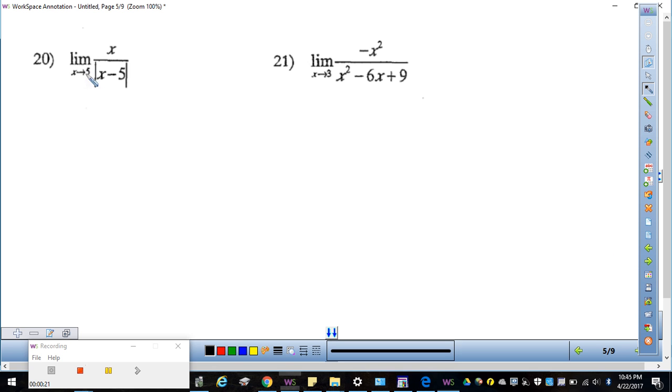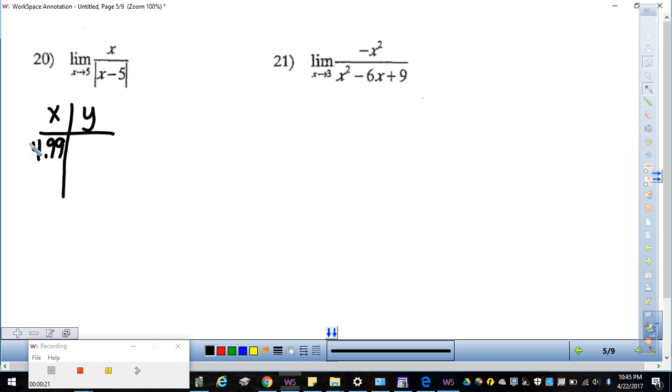Number 20, if we were to plug in the value of 5, we have 5 minus 5 giving us 0 on the denominator. The absolute value of 0 is still 0. There's no way that we can factor or cancel here, so it's got to be equal to positive infinity, negative infinity, or does not exist. So let's do kind of actually very similar to number 16 that we just talked about.